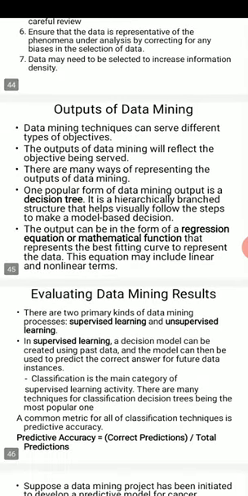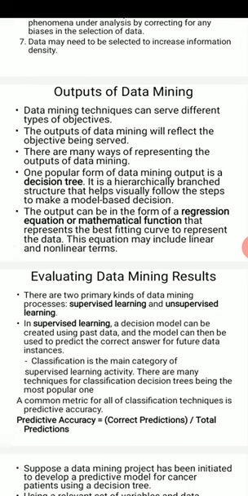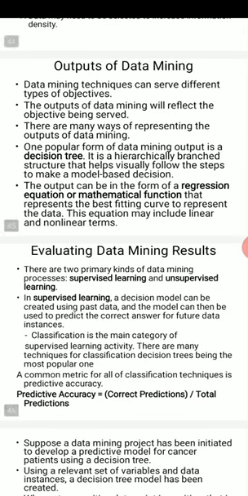So to evaluate the data, we have two types of data mining processes. One is supervised learning and the other one is unsupervised learning, which all of you know, which you have learnt in our previous semesters in machine learning. In supervised learning, a decision model can be created using past data, and the model can be used to predict the correct answer for future data instances. So classification is the main category of supervised learning activity.